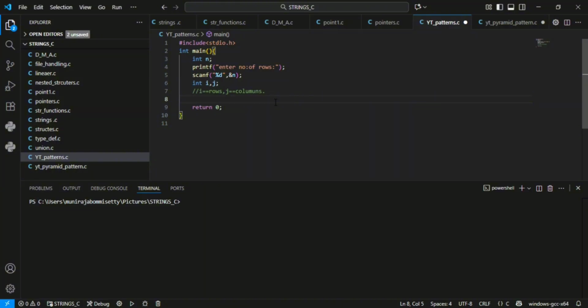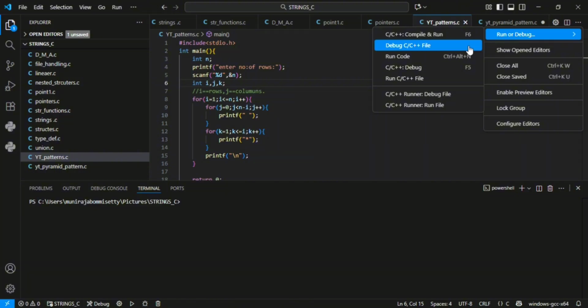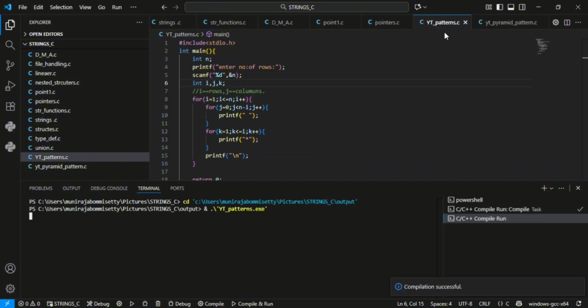And here we have taken input from the user asking to enter the number of rows, and here we have to specify the data type of these variables. Now let us run this program and see what we get as output. Here we are going to run this program.